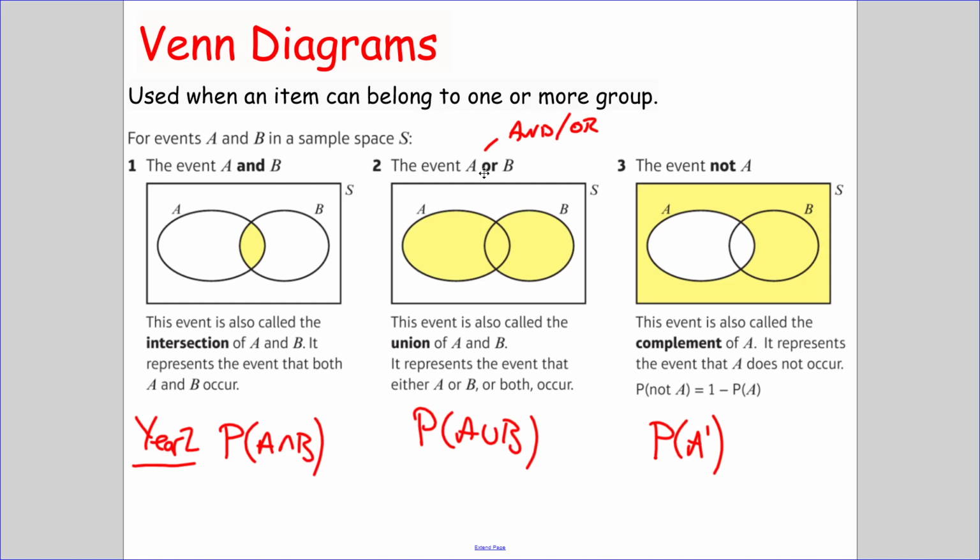The or symbol actually means and as well as or, so this bit in the middle is counted because it's both A and B. So this is, are you in A or B, or the middle bit. And in the second year we use the union symbol, which is a U without a stalk. For part 3, the not A is everything outside of circle A. This is sometimes called the complement and has this dash probability. And you should know from GCSE, because all the probabilities add up to 1, you can do not A by doing 1 minus the probability of A.